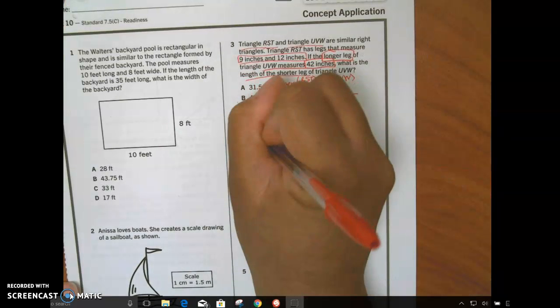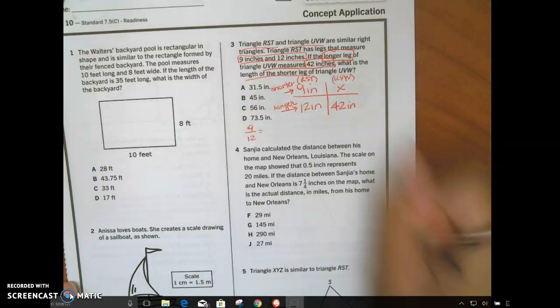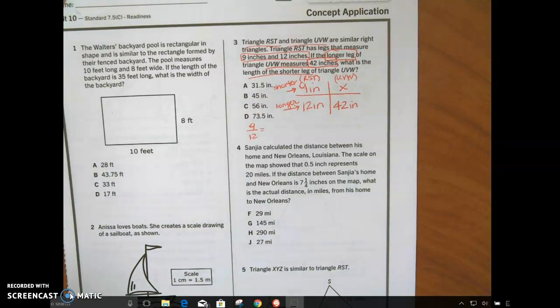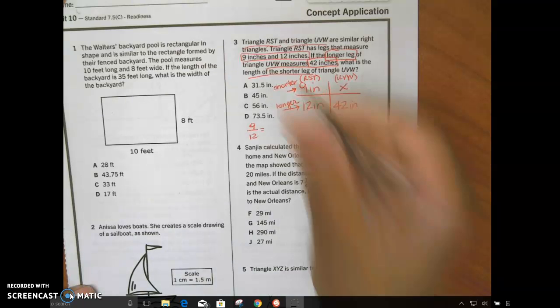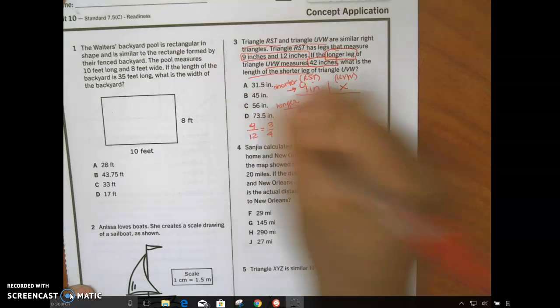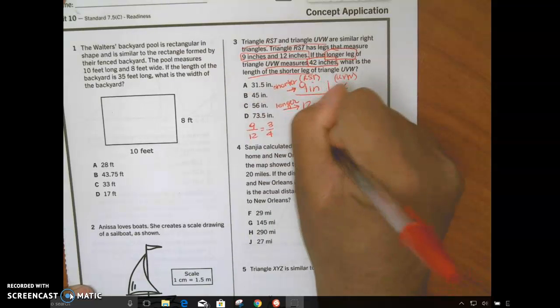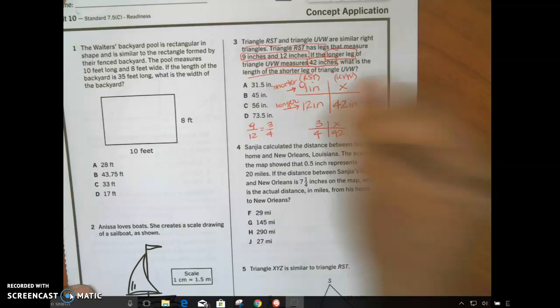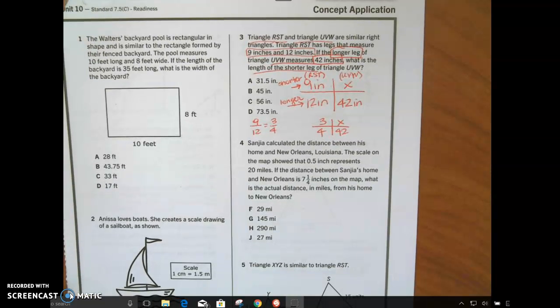Now 9/12. What can I do with 9/12? You can divide. Simplify. What will I get? No, 3, 4. 3/4. So then that's going to be a new proportion. 3/4 equals 42 over x. Now what? I don't want the answer, so don't shout it out.